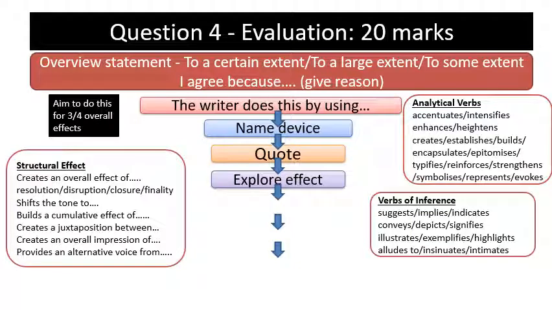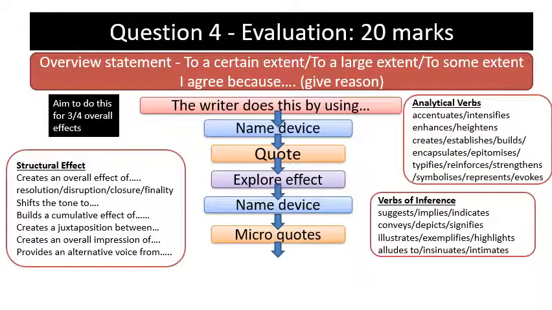Explore the effect using either the structural effect stems here, the analytical verb stems on the right hand side, or the verbs of inference. What does it do? Why does it make them seem lethal, dangerous, etc.? Name a smaller device if you can, or just a word. Requote detail, pick out a single word or a reference. Give a micro quotation, single words or a couple of single words, and again explore the specific effects and connotations of those words. What are the connotations of ripping, tearing, for instance?